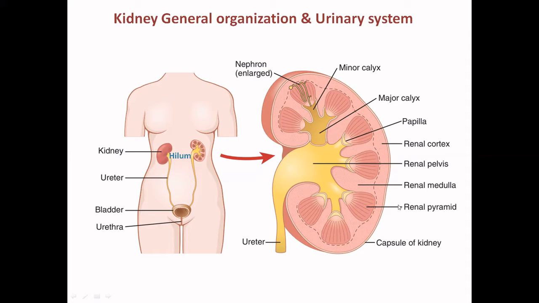And in the renal pyramid, whatever urine is formed is released into the papilla, then to the minor calyx, then to the major calyx, and finally to the renal pelvis. And from the renal pelvis, the urine passes to the ureter.